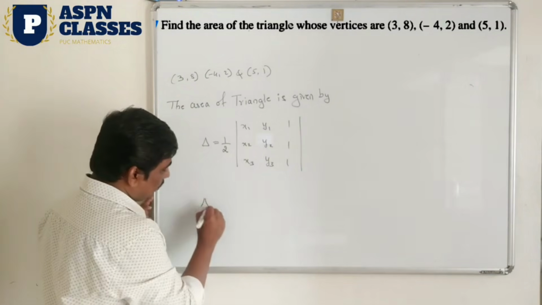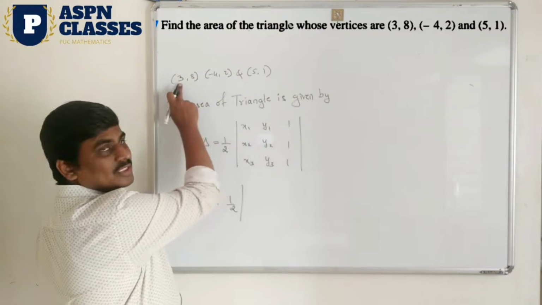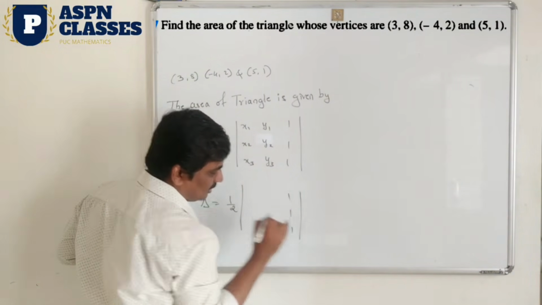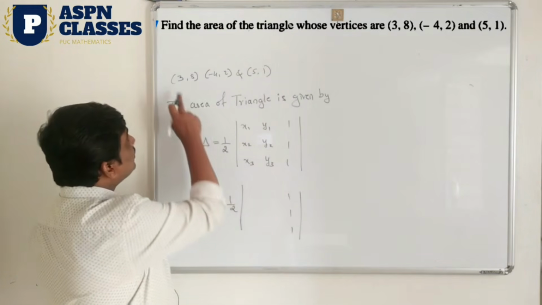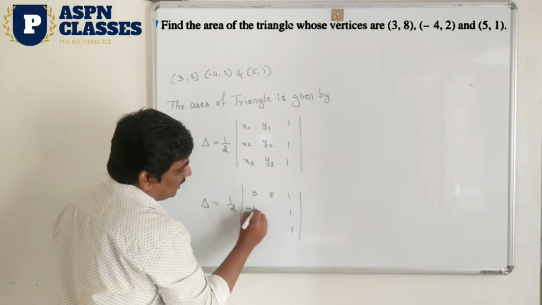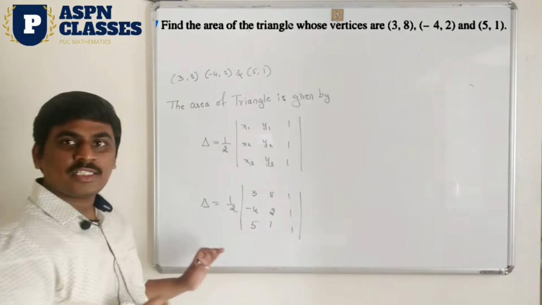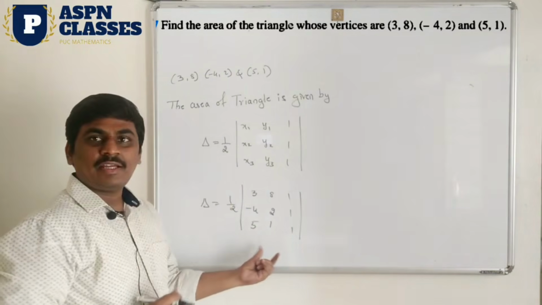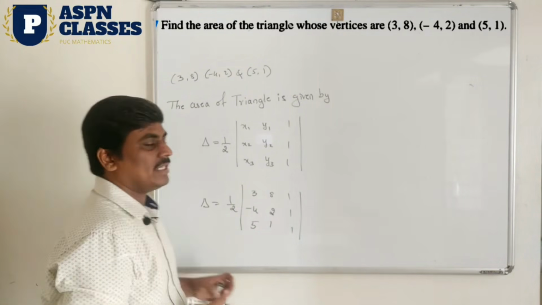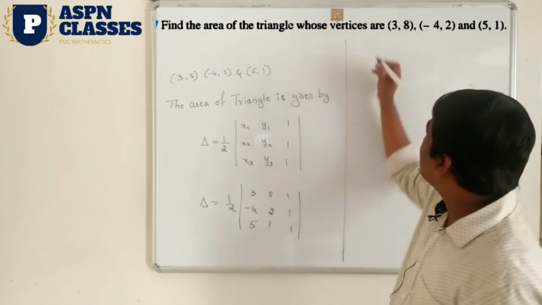So now you have to simplify this, 1 by 2 into bracket. What is the x1 here? This is your x1, 3 and 8. First thing, in the last column you have to write 1 1 1. Is that clear? So now you have to write the points. First point is 3 and 8. Second point minus 4 and 2. Third point 5 and 1. Correct? So now you have to evaluate this determinant value and multiply it with 1 by 2. That is your area of the triangle. Okay, so now you have to simplify this result.